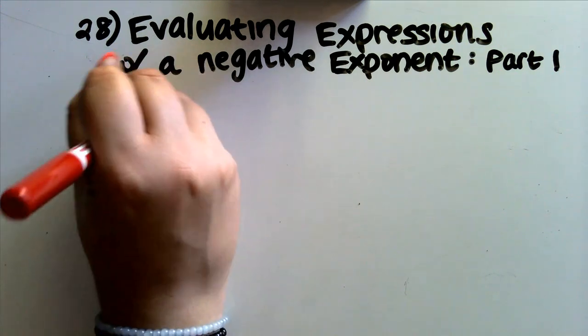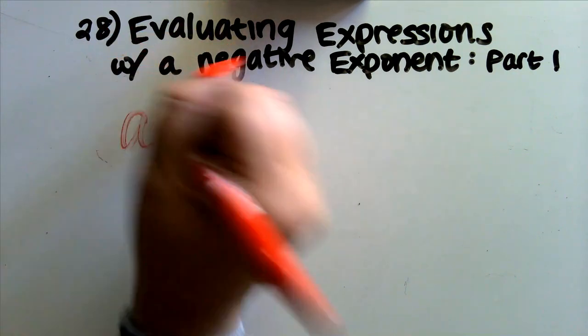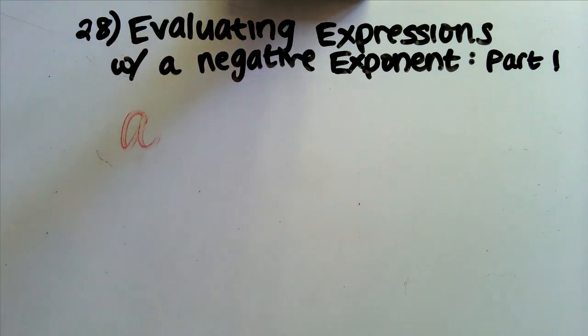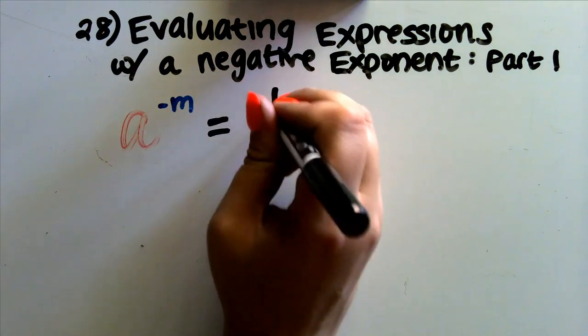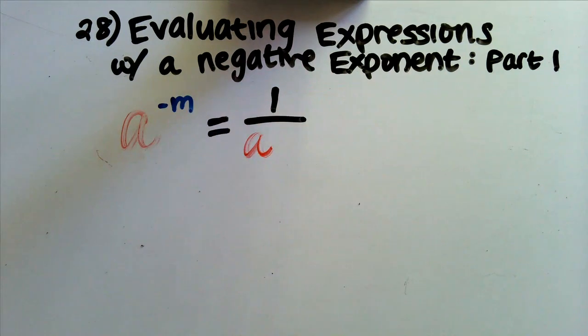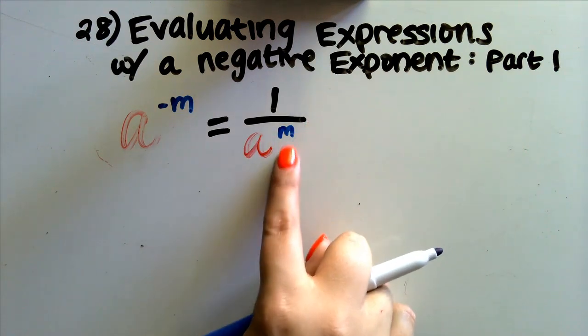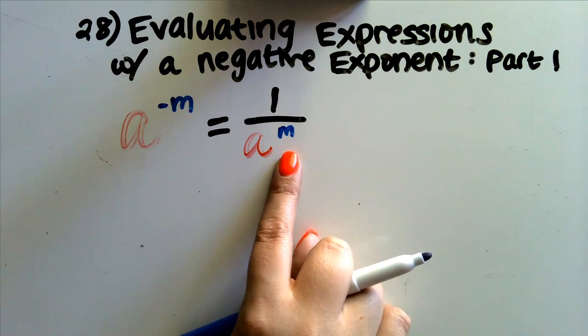Whenever we have a base value of a to the negative mth power, that is the same thing as 1 over a to the positive mth power. A to the negative m is the same thing as 1 over a to the m.